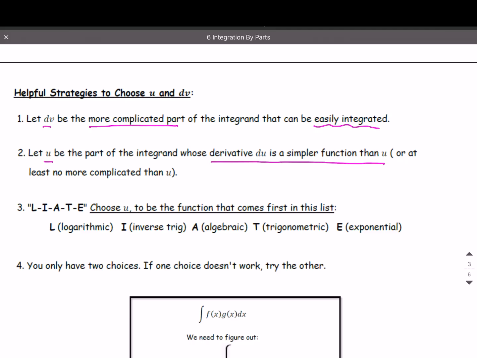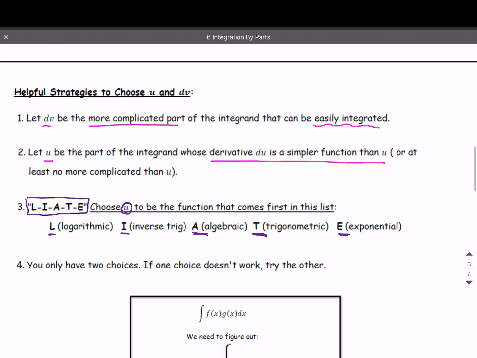Another method that I learned recently is LIATE. This helps you figure out u, in the order of this list. If you have a logarithmic function, that's your u. No log, you look for an inverse trig function. That's your u. No inverse trig, you look for an algebraic function or a polynomial. That's your u. If you don't have that, then you look for a trig function. That's your u. If you don't have any of that, then you let the exponential function be your u. Okay? So we'll use that to help us out.